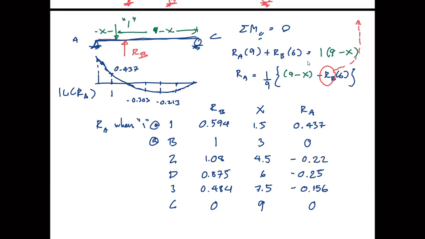Yeah. Okay, I'm on it now. So let's say 6 plus 4.5. Yeah, right. Okay, so thanks for that. So that's going to be minus 0.22, minus 0.25 and then minus 0.156. Okay, is there any more question?